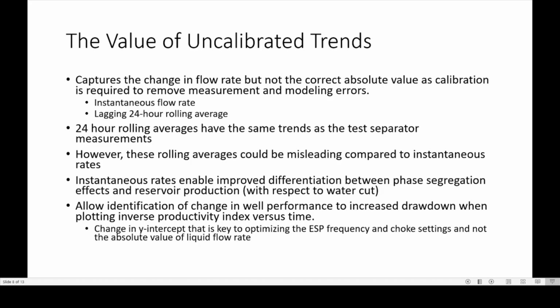The rolling averages have the same trends as the test separator measurements, but the rolling averages could be misleading compared to instantaneous rates. These instantaneous rates enable improved differentiation between the phase segregation effects and reservoir production, and that's with respect to water cut. And that allows the identification of the change in well performance to increase drawdown when plotting inverse productivity versus time. So the change in y-intercept is key to optimizing the ESP frequency and choke settings, and it's not the absolute value of the liquid flow rate.